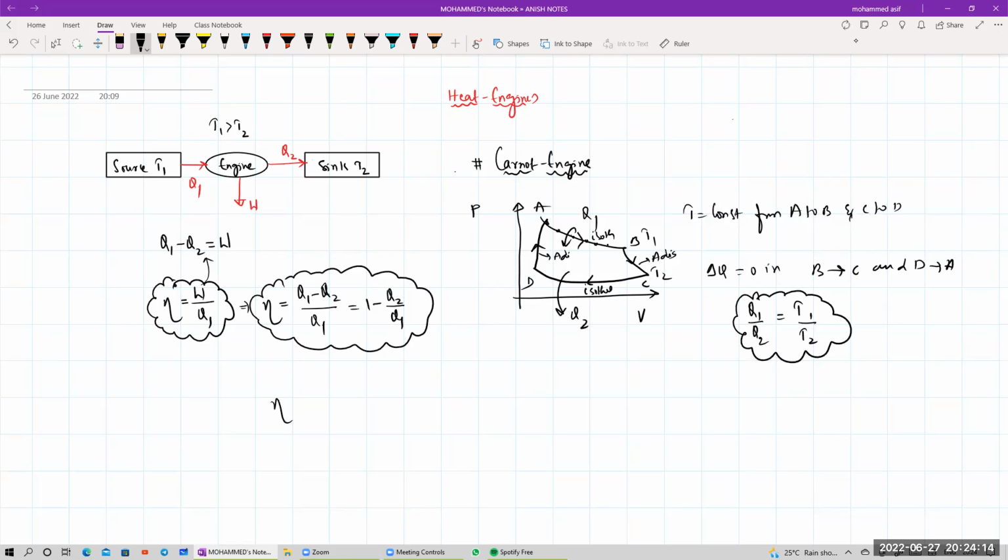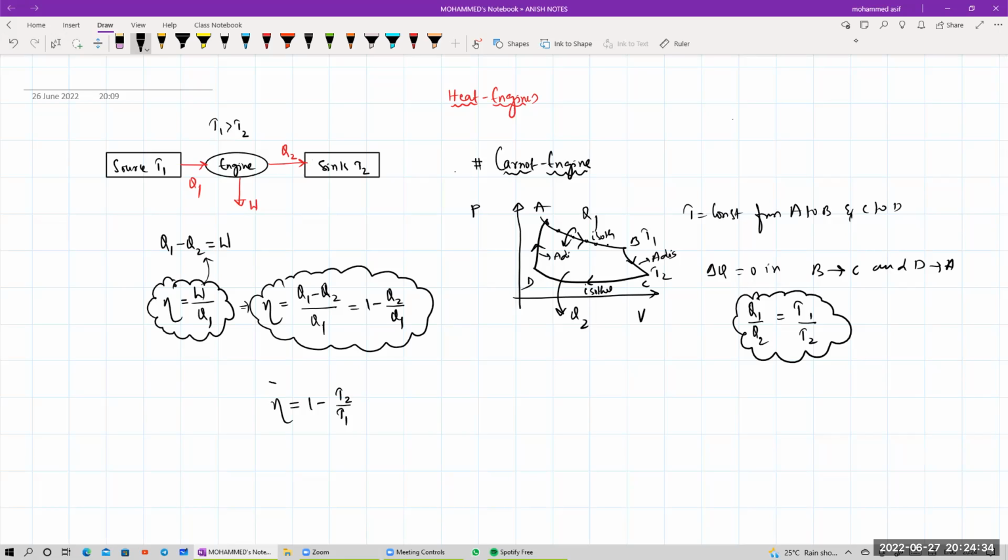And the efficiency eta is equal to 1 minus Q2 by Q1. In the place of Q2 by Q1, I can write T2 by T1. Since Q1 by Q2 is equal to T1 by T2, that means Q2 by Q1 can be written as T2 divided by T1.